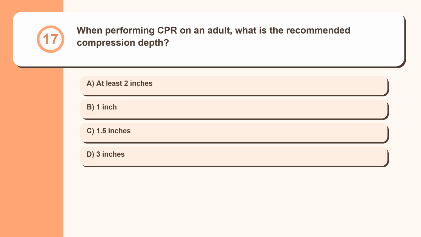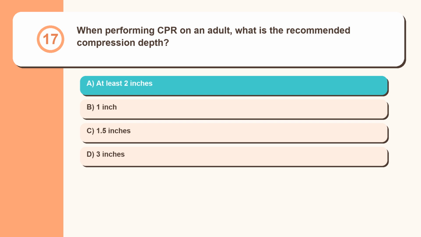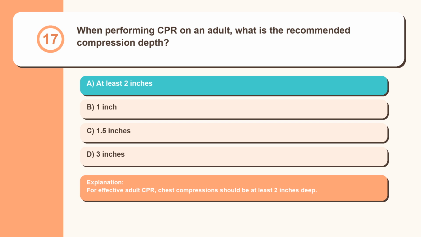Question 17. When performing CPR on an adult, what is the recommended compression depth? At least 2 inches, 1 inch, 1.5 inches, 3 inches. For effective adult CPR, chest compressions should be at least 2 inches deep.